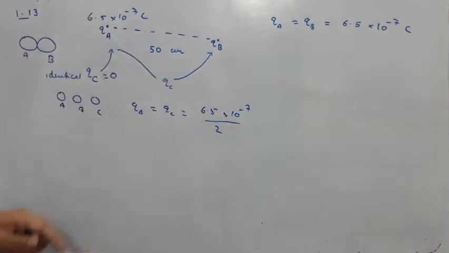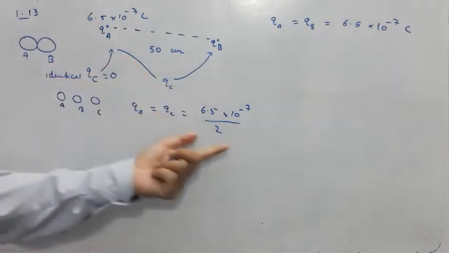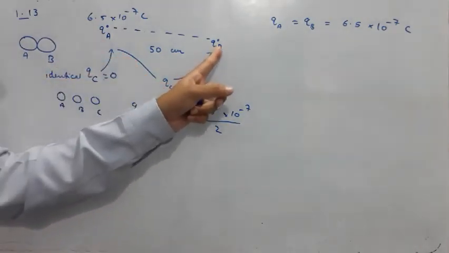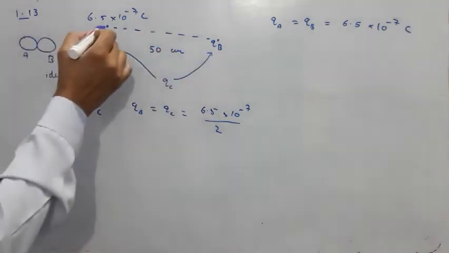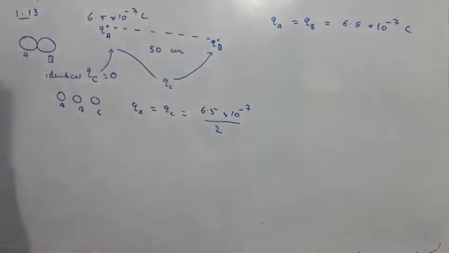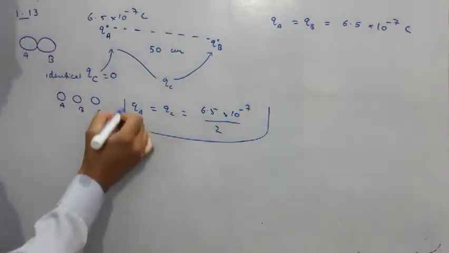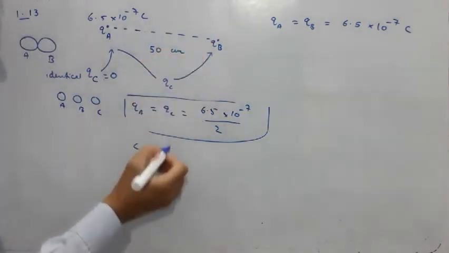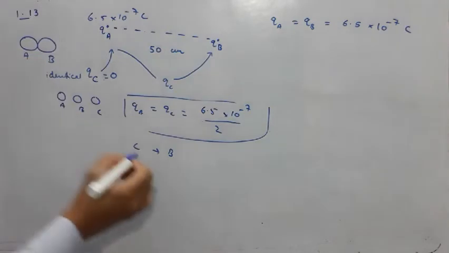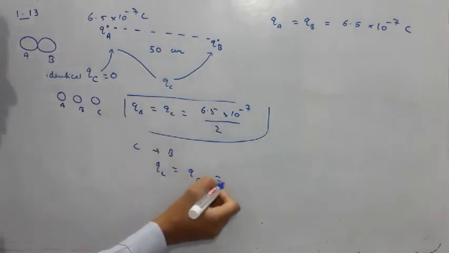The question asks that it is removed from here, then QC with this much charge is brought in contact with QB. And then again it is removed. So what will be the new force between QA and QB? So QA is equal to QC becomes this much. Now C is brought in contact with whom, students? With B.